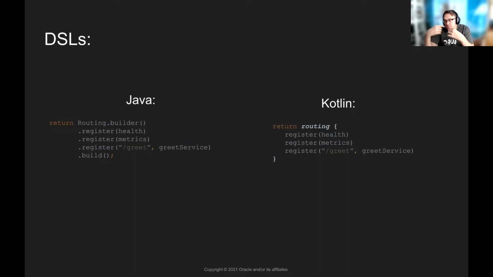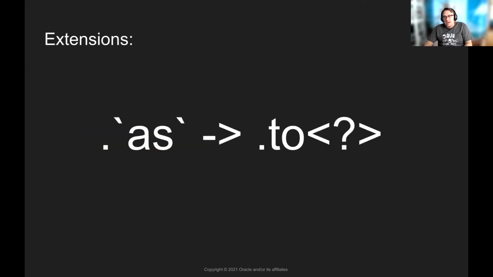So you just create routing with curly braces, and then just register all the routes that you do have. And of course, we also have created extensions. Why do we use extensions?